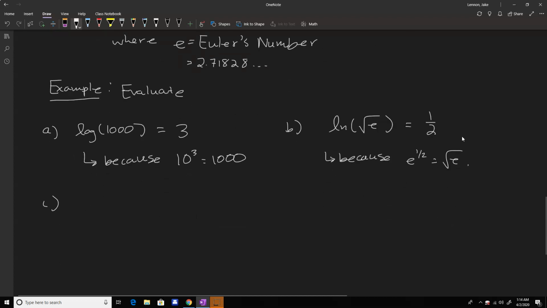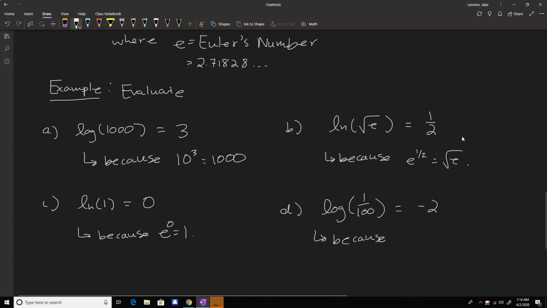See, what if we look at, say, the natural log of 1? Well, e to the 0 power is 1 also, so this just comes out to be 0. So this is because e to the 0 is equal to 1. D, let's say we want to do the log of 1 over 100. Well, this comes out to -2, and this is essentially because 10 to the -2nd power is 1 over 100. So that's evaluating some logarithms.